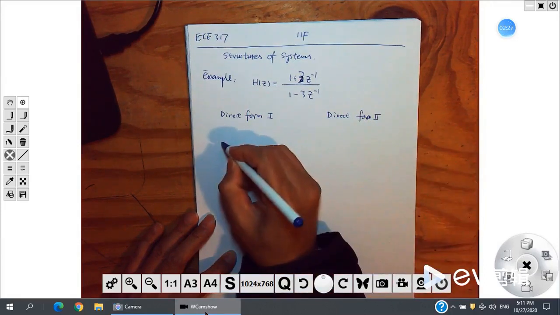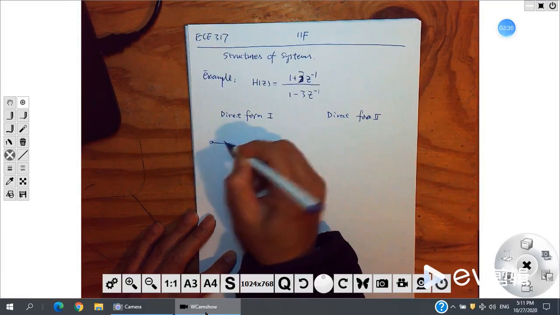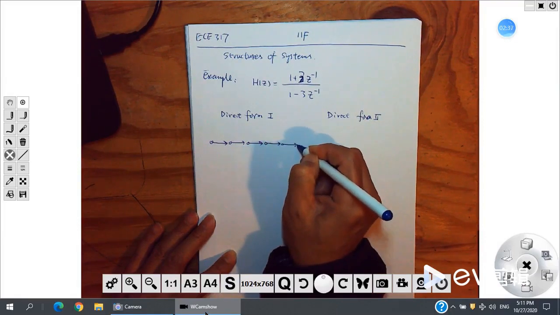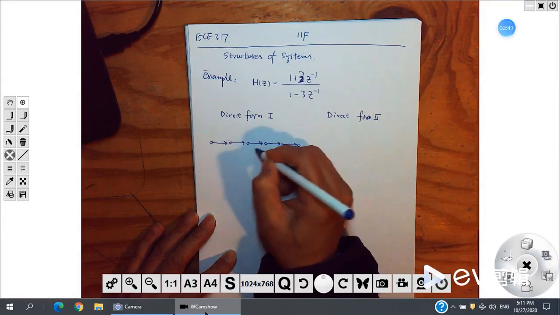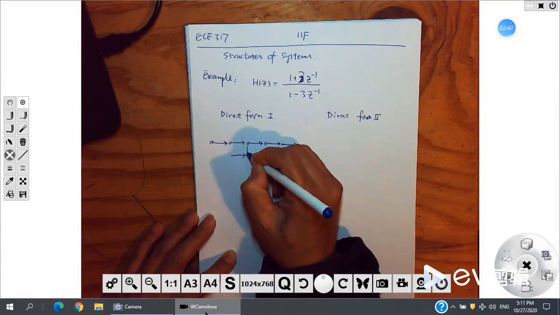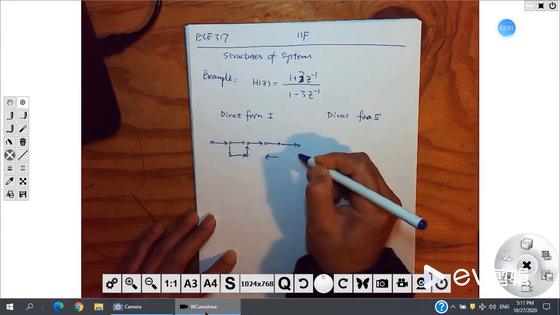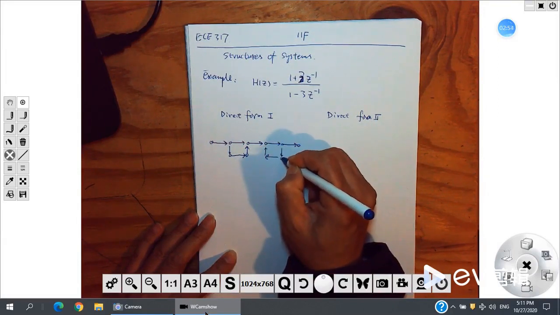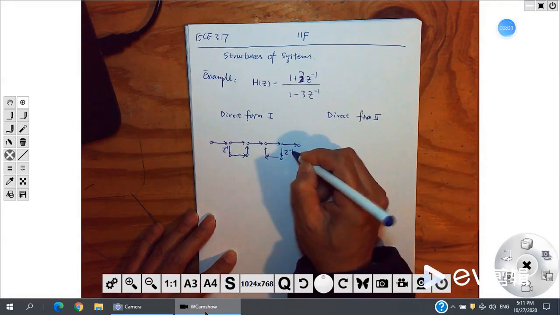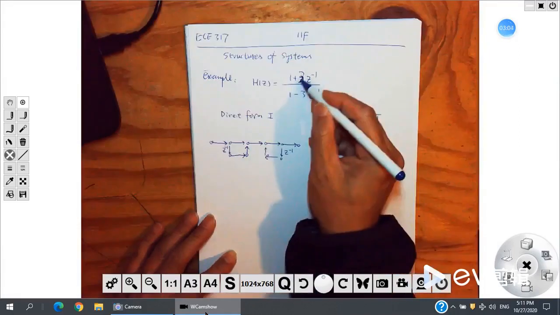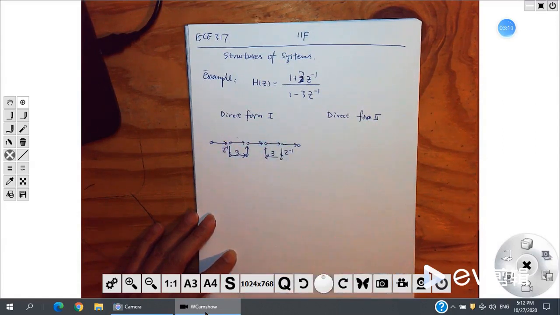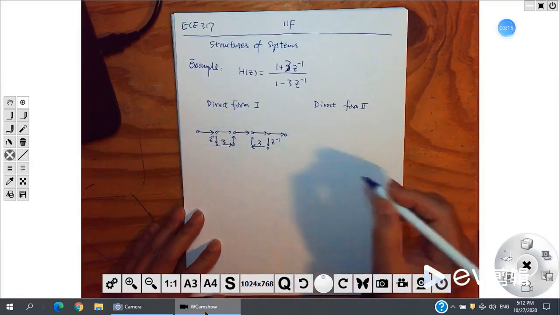Direct form 1. I write this, and I do not merge them, so they will be separate. This one is forward and this one is backward. And I have a delay here and a delay here. This is the direct form 1, with the numbers 1 and 3, and here negative 3, so this is also 3. So we have the structure direct form 1 is this.